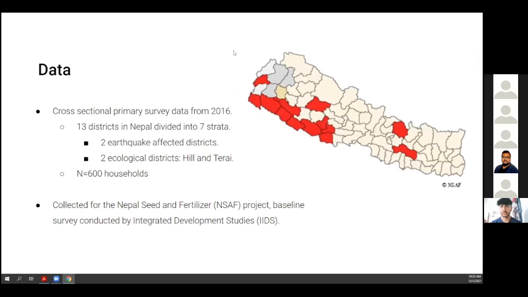Okay, we're using the baseline survey data, which was collected by Integrated Development Studies for the Nepal Seed and Fertilizer Project. IIDS surveyed 600 households in 13 districts of Nepal with ecological district classifications of hill and terai, and this included 2 earthquake-affected districts. We have limited our scope to households which do cultivate rice.